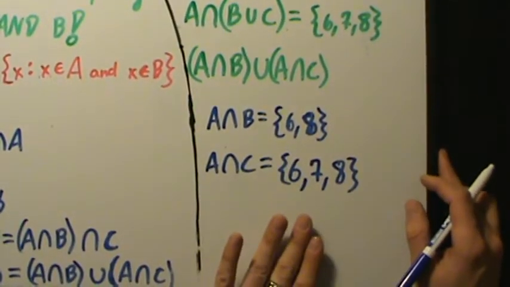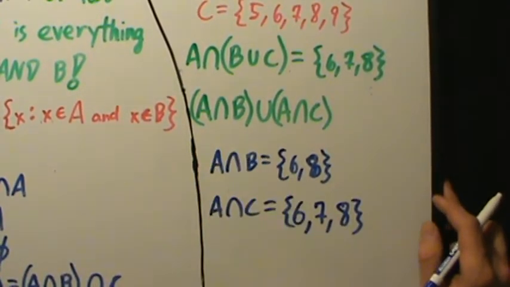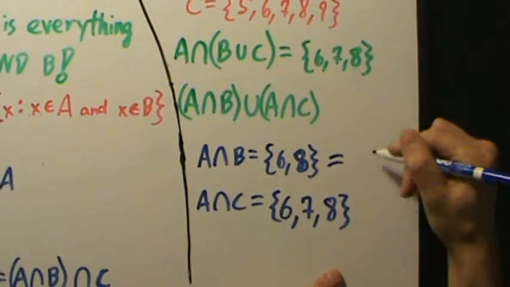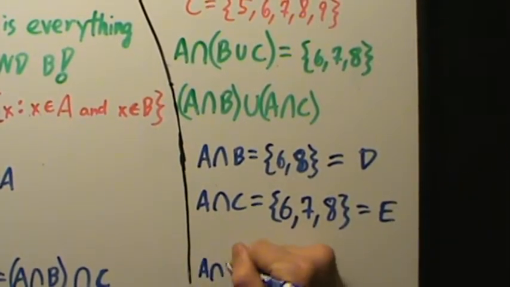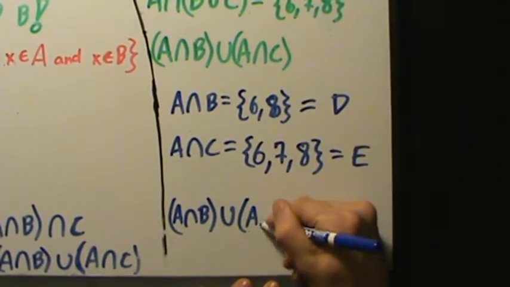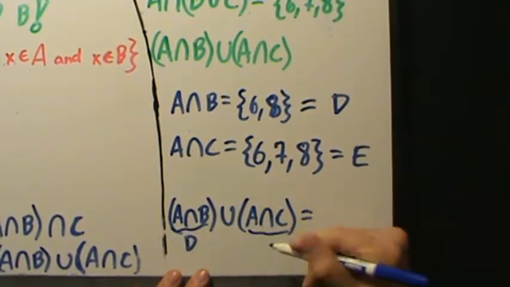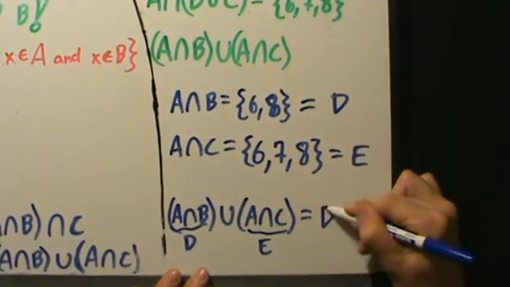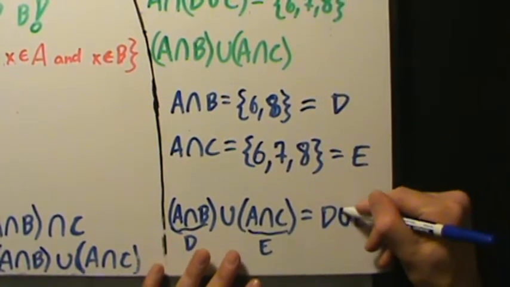Now we have to take the union of these two sets. So we do A intersect B union A intersect C. Let me call this one D, and this one E. So this is really just the same thing as D union E. Do I have to do that? No, I don't have to do that.